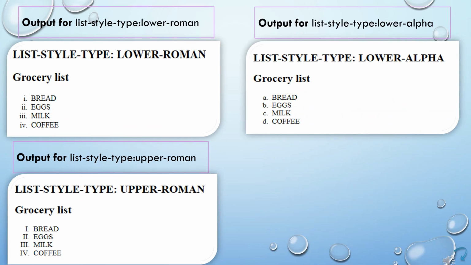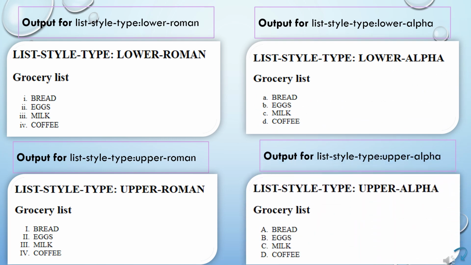Students, look at the output for different values of list style type. Number 1, for lower Roman. Number 2, for upper Roman. Number 3, for lower alpha. Number 4, for upper alpha.